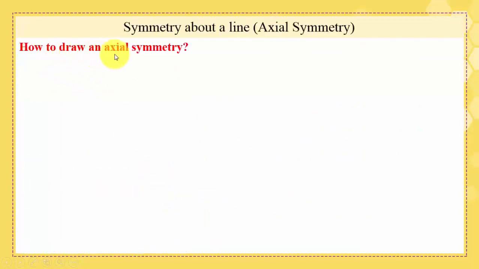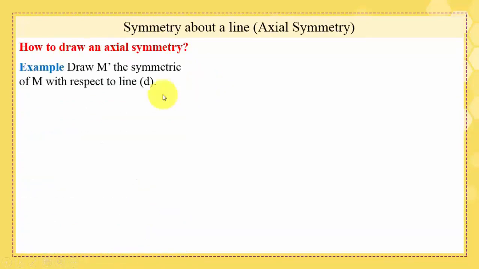How to draw an axial symmetry. Example, draw M prime, the symmetric of M with respect to line D. Now line D is the line of symmetry, it is the mirror, M is the object, and M prime its image.